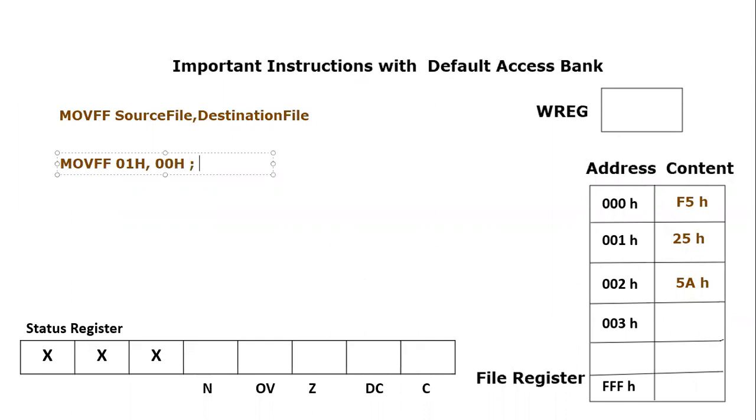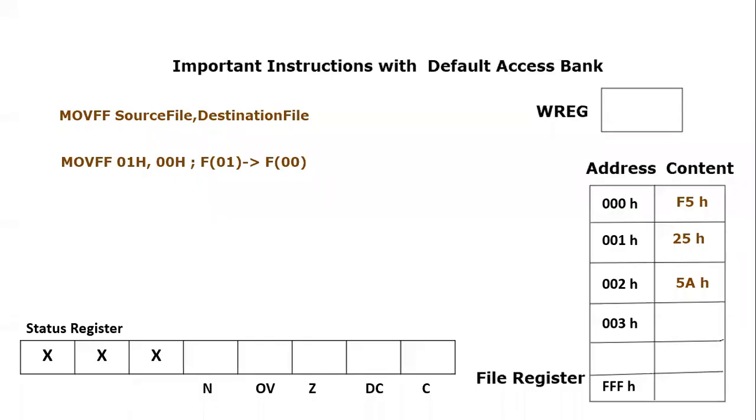So it will move the content of the file register at address 01 hex to file register 00 hex. This is what we expect once this instruction executes.